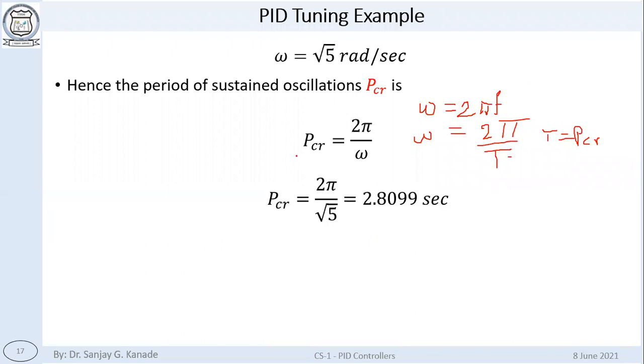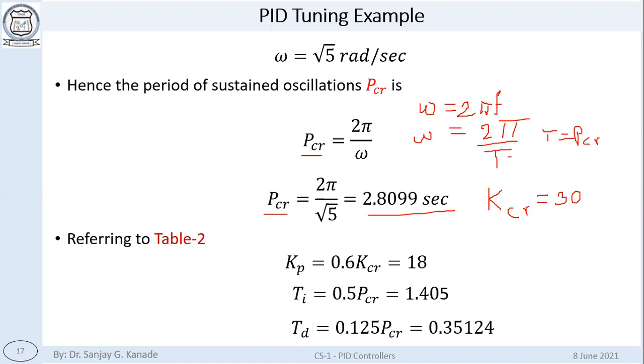The PCR is nothing but the period of critical oscillations or period of sustained oscillations, and that is equal to 2 pi by omega. And since omega is what we have calculated, square root of 5 radians per second, now we got PCR is equal to 2 pi upon square root of 5, which is 2.8099 seconds. Okay, so this is the PCR we have obtained. We have got PCR and we have also got KCR is equal to 30.